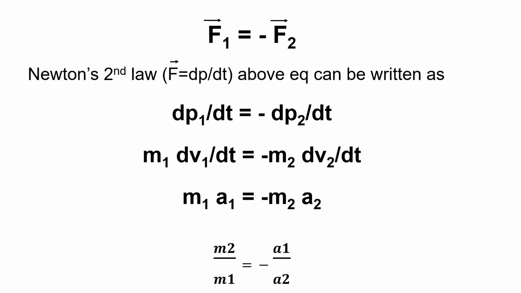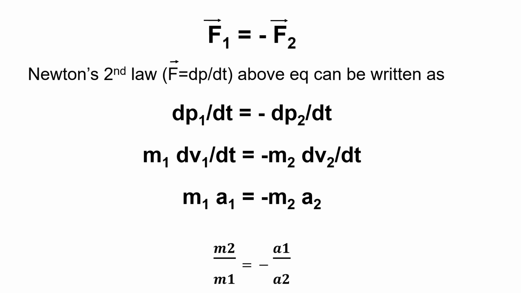With the minus sign, substituting the values, we see that dp1 over dt is equal to minus dp2 over dt. We know that linear momentum is equal to mv. So for P1, that is m1 v1, and for P2, that is m2 v2. We know that mass is constant, so it can be taken out of the differential form. So m1 dv1 over dt is equal to minus m2 dv2 over dt.